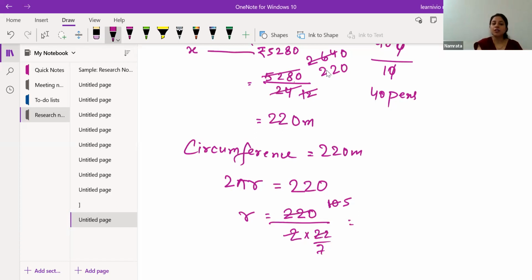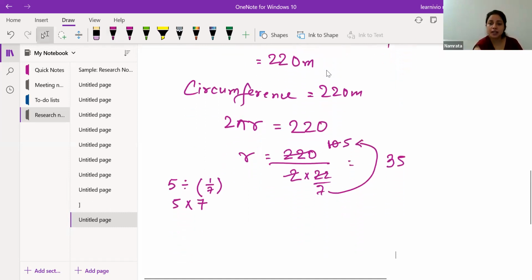So here what we got, 5 divided by, in the denominator 1/7 is there. If you know the concept that division becomes multiplication, and after that we have to take the reciprocal of the fraction, this 7 will go on the top and get multiplied with 5. So we will be having 35. Can you see it? Yes, ma'am. So we will be having 35 as the radius.